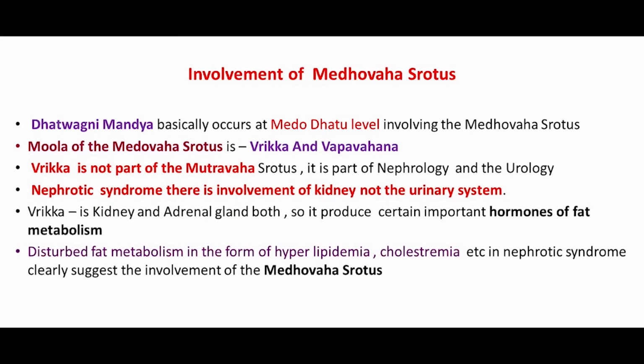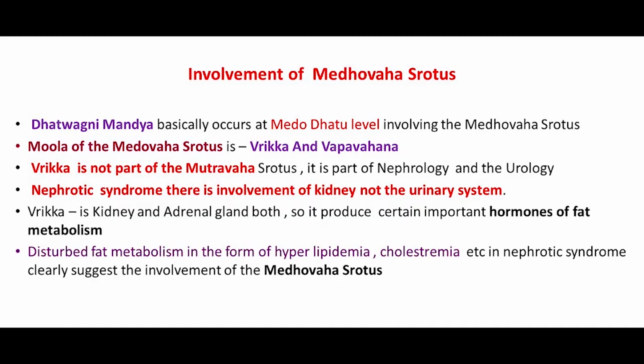Next. So, one thing is very clear. What is that? We have to go for āma-Pachana treatment because there is involvement of ojas. That involvement of the ojas is because of Agni Mandya, Dhatu Agni Mandya. To clear that, we have to go for āma-Pachana treatment. Next, there is involvement of Medovaha Srotas. See, Dhatu Agni Mandya basically occurs at the Medo Dhatu level.